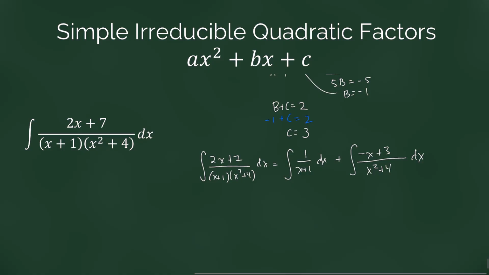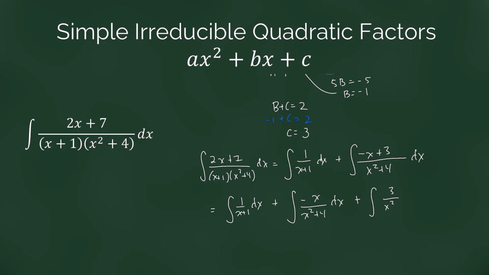Now, the first of those is straightforward. That's a natural log antiderivative. The second one, substitution isn't going to work for us because letting u be x squared, we still have a plus 3 on the top. But we know that we could split that further. So I'll just rewrite the first one for now. I'm going to split this up into negative x over (x squared plus 4), and then plus 3 over (x squared plus 4).